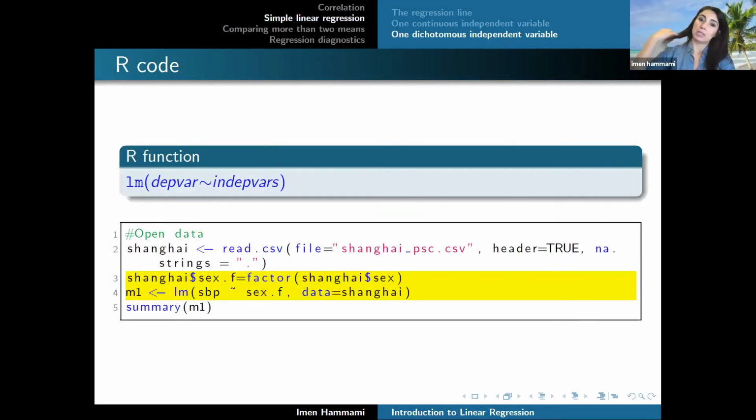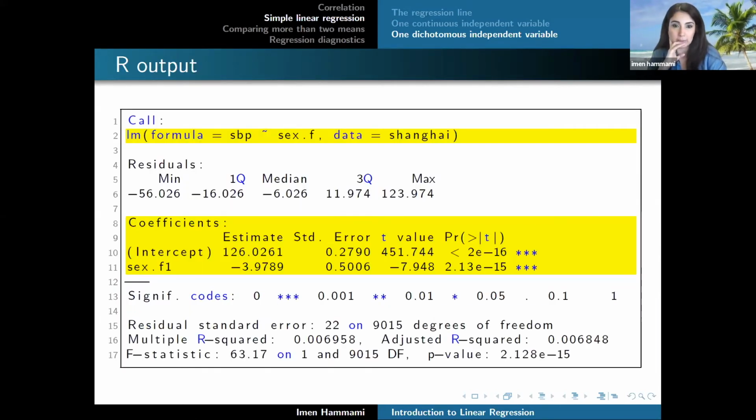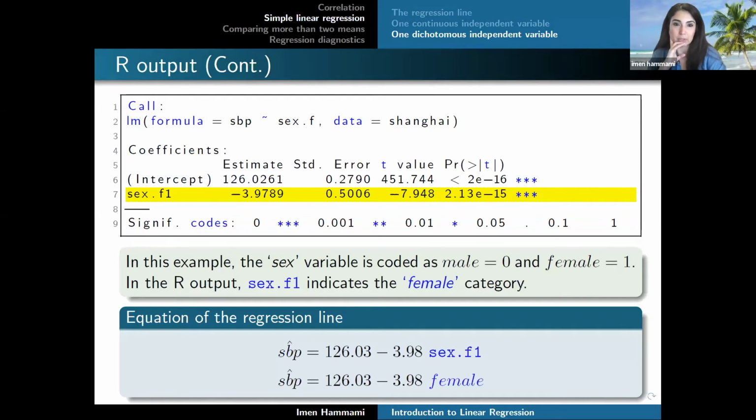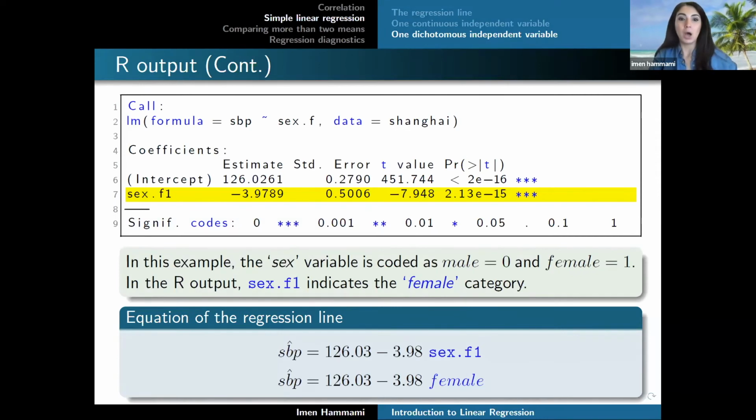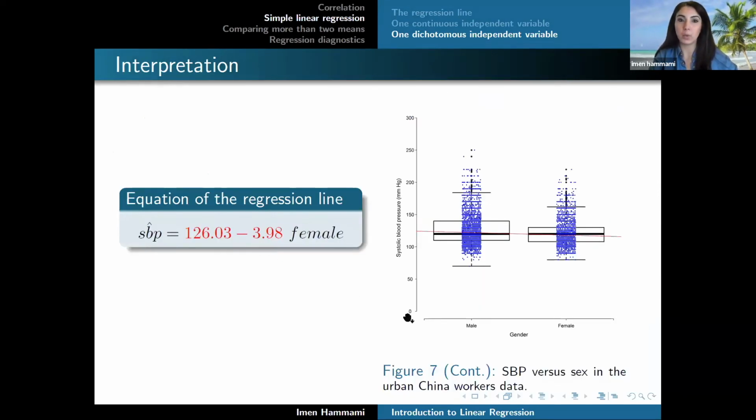Okay. So the way we do it in R, just using the factor function, is a linear model with sex.f, which is the factor sex. This is my output, and I'm going to look at how to interpret it. This is the R output, and this is the line associated with sex. I'm going to put those two numbers here in an equation.